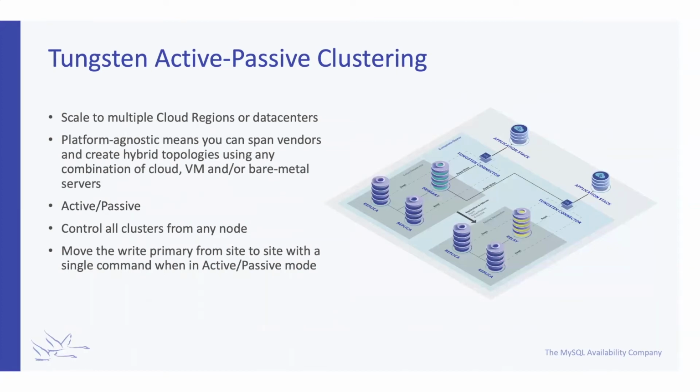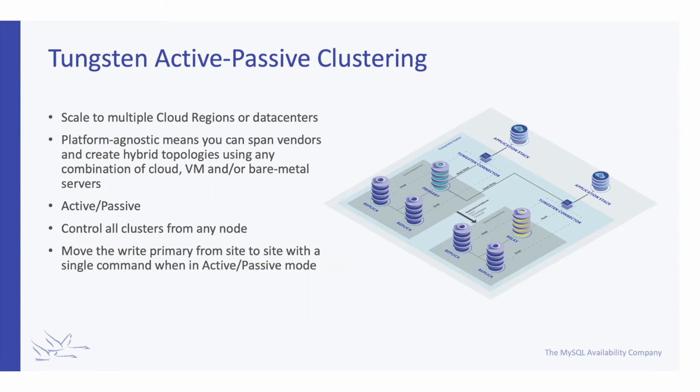First is Tungsten active-passive clustering, right? So we can deploy multiple clusters and connect them all together, and we can deploy these in multiple clouds, multiple data centers. They can run on-prem, they can run on bare metal if you want, or any combination of cloud and on-prem or VM that you like. Mix and match cloud providers, for instance. But how this works is we have a single active cluster with an active primary, and all writes are going to go to that primary from wherever, right?